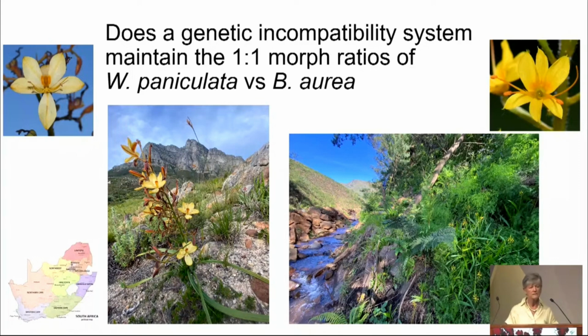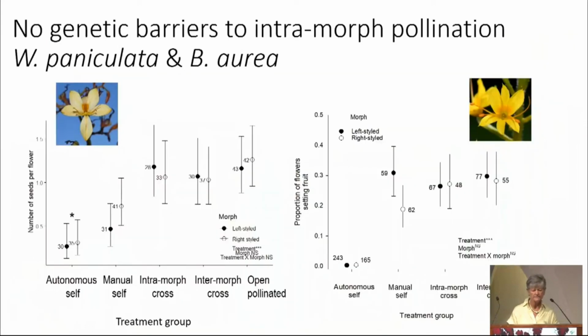So one of the first things we did was to check for that incompatibility, and our conclusion is that there are no genetic barriers to intramorph pollination. So on the left-hand side, you can see the data for paniculata. This is, once again, for the biochemists and the physicists amongst us. This involves taking pollen from an anther, from an intramorph cross. So you would take pollen from a left anther, and you would put that onto the style of a left morph plant. We call that an intramorph. If you go from a left anther to a right morph plant, that would be intermorph.